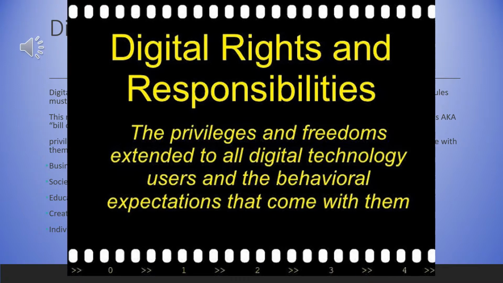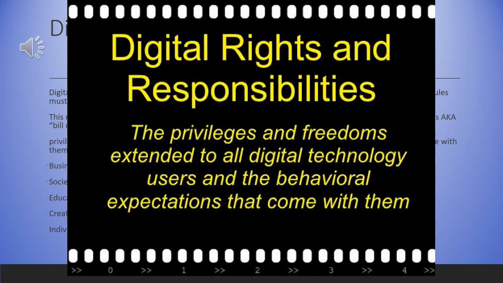Digital rights and responsibilities. Digital rights and responsibilities simply refers to the rights of a digital citizen. This means that all rules must be abided by and no rules or laws are to be broken, especially those that take away the rights of others. This means that all constitutions need to be followed.